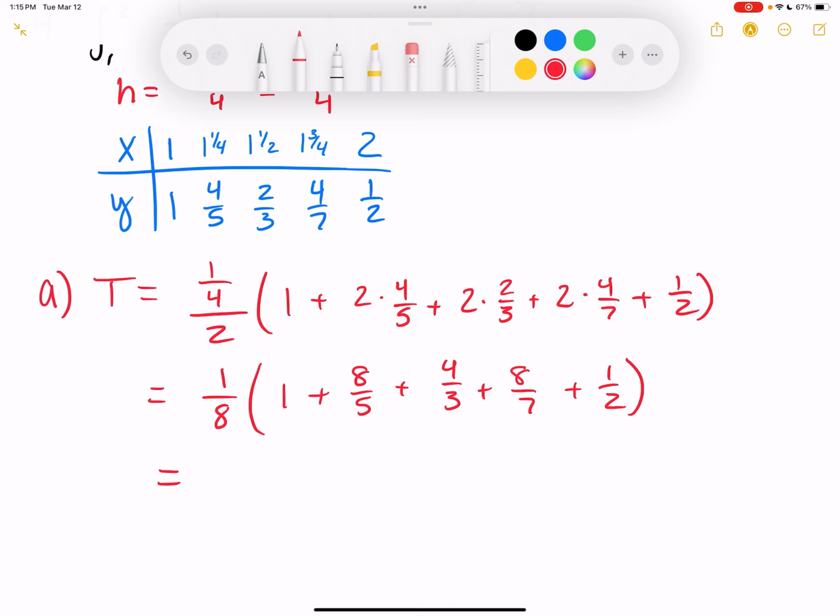I would go at least 3 decimal places. I multiplied the 1/8. Yeah, that's fine. I got 0.69702.